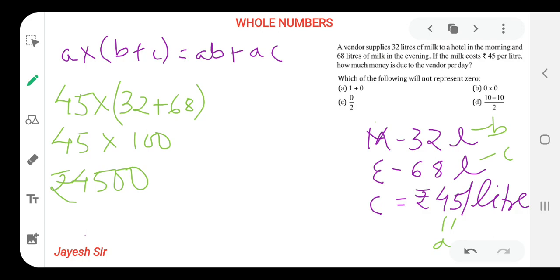I hope you all are clear with this method. Now let me tell you why we are not using the right hand side of the distributive property, because the right hand side would be what?